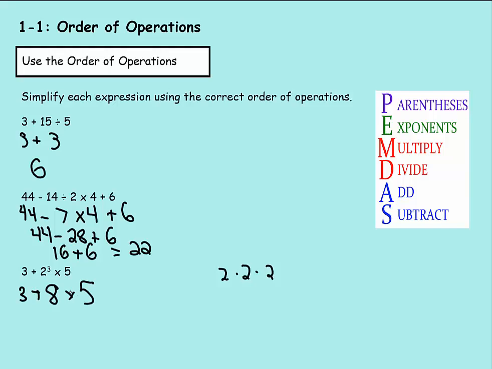Now we have adding and multiplying, so multiplying is going to go first. 8 times 5 is 40. So we're left with 3 plus 40, which gives us 43.